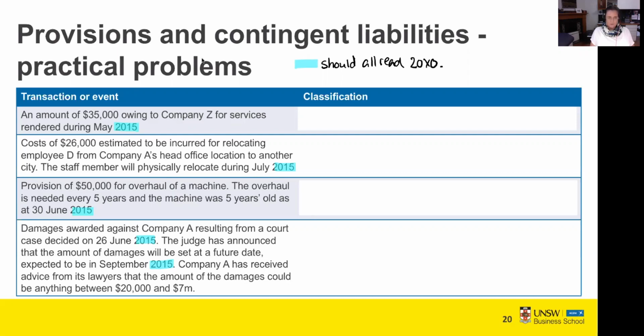Okay, so first one, amount of $35,000. The services have already been provided during May XO. So in this case, this transaction is going to be recognised as a liability. If the services have been rendered, then presumably it means they've received an invoice, and so the amount and the timing is known, and therefore it will be recorded as a trade creditor.